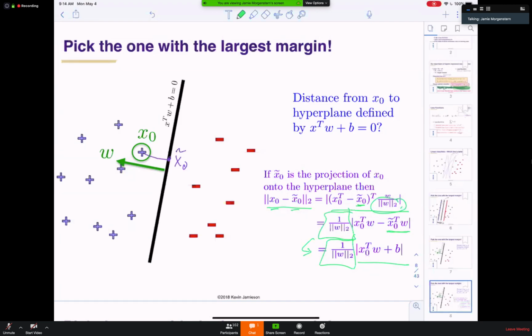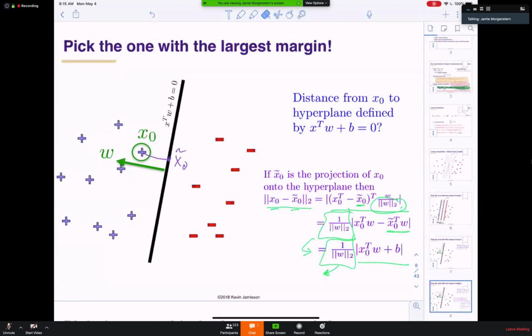There are several ways to think about why the magnitude of w comes into play when thinking about the distance between x naught and the decision boundary. But the simplest one, think about the following. If we scale w, if we just make w a longer vector in exactly the same direction, that doesn't actually change the distance between x naught and the linear decision rule that w defines. So that's an intuition for why we have to normalize by the L2 norm of w.